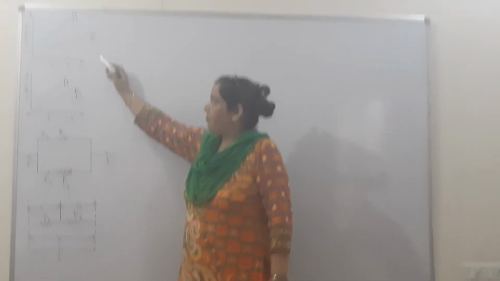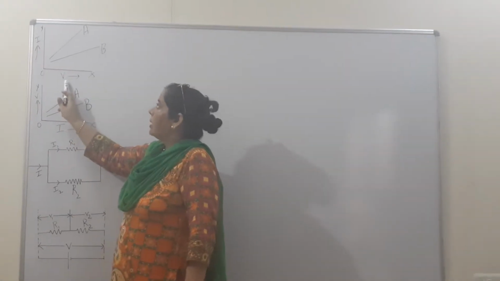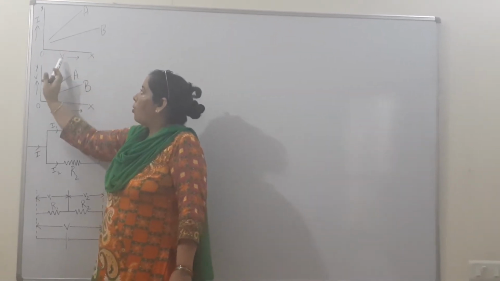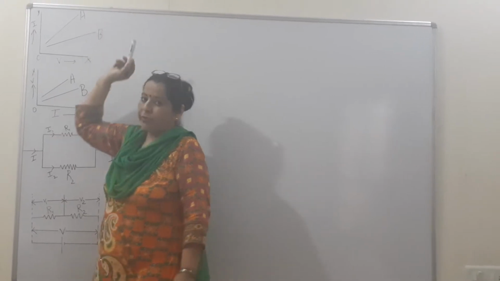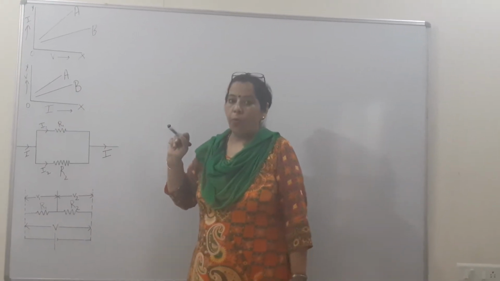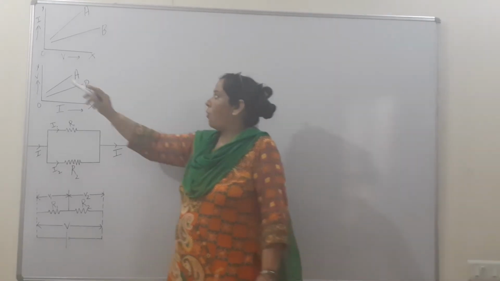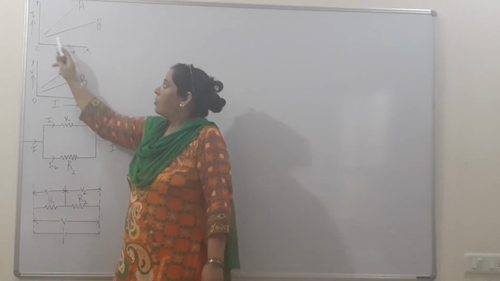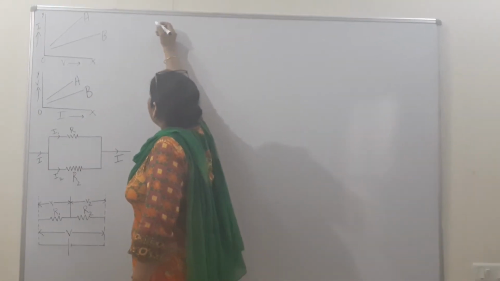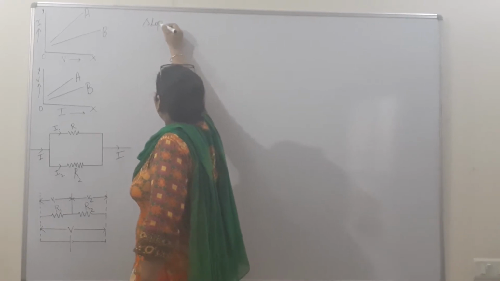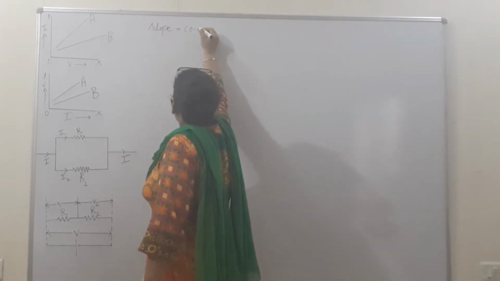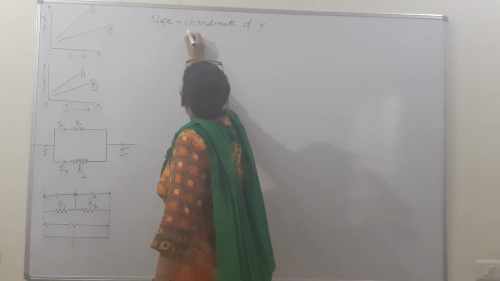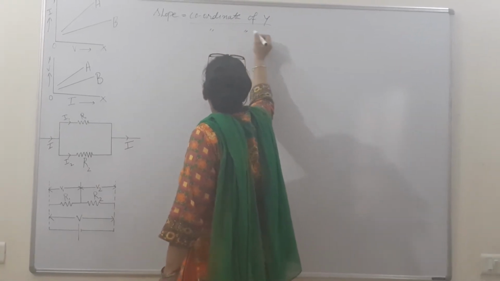These graphs are there. This is the IV graph, and two conductors, A and B, have been shown. We know that when the graph is in the form of a straight line, we have to find its slope, and slope is the coordinate of y divided by the coordinate of x. And for this one, the slope will be equal to the coordinate of y divided by the coordinate of x.